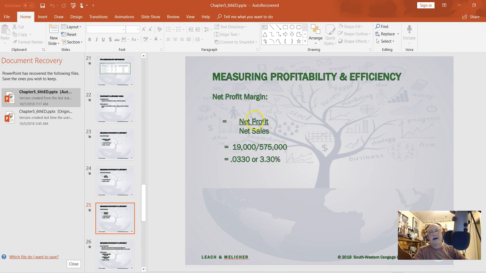So now we're on the very bottom. Here's the very bottom of the income statement. Here's the very top. Therefore, we basically were making 3 cents on the dollar profit. And then some of that's got to get out of the share.